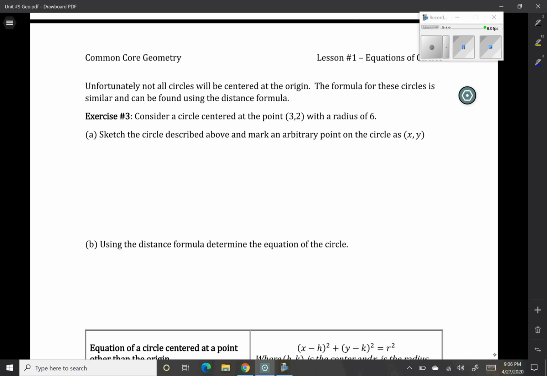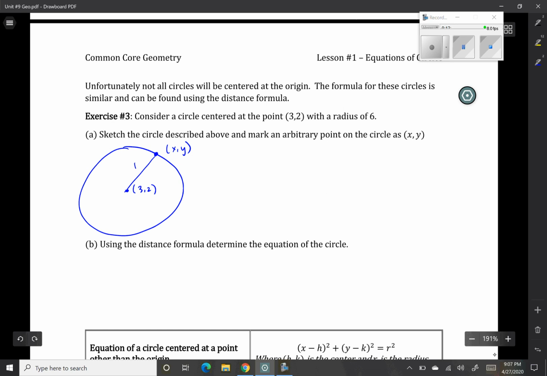Right? So it says, sketch a circle described above and mark an arbitrary point at x, y. So we have a circle centered at the point 3, 2. I have a circle that's going to be around that. And I'm going to make an arbitrary point somewhere on this circle and call it xy. And this distance is going to be 6, because that's the radius of the circle.